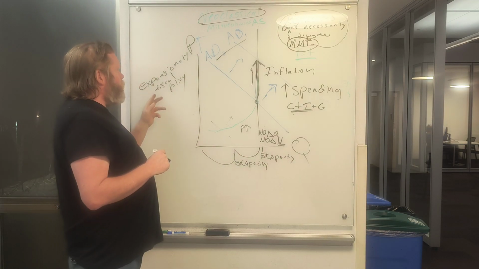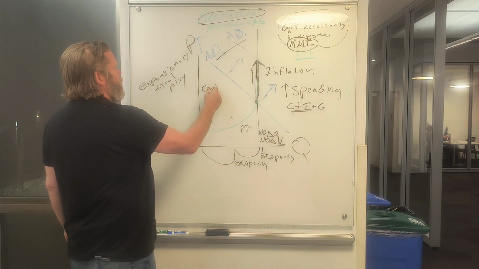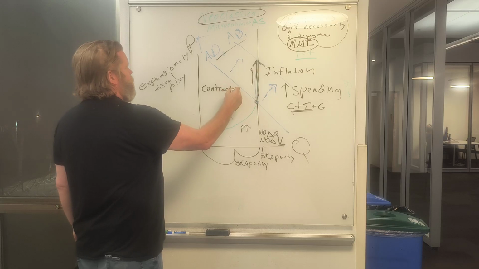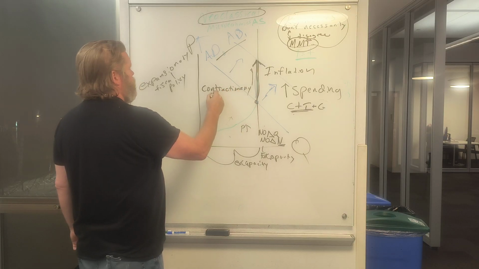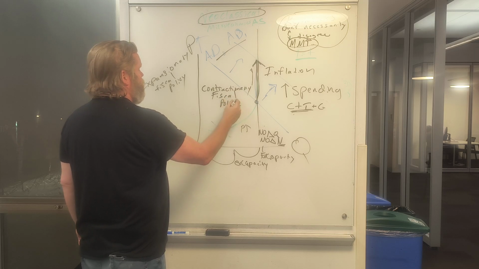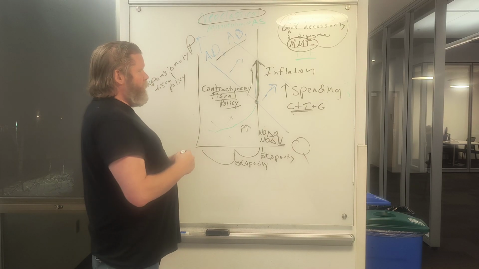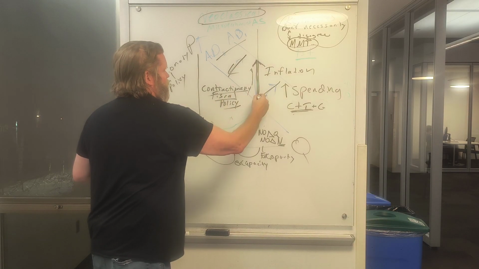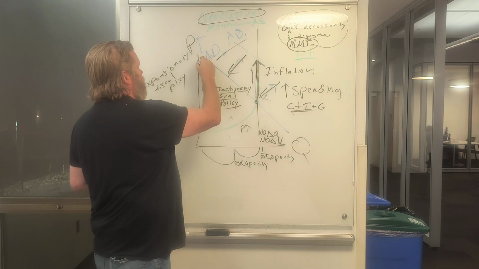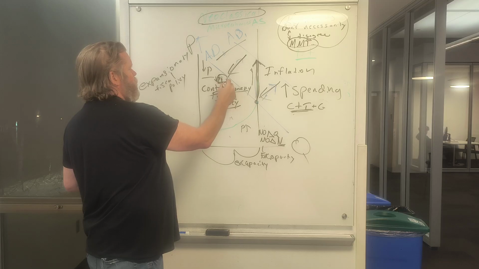But there's also something called contractionary fiscal policy. So we had expansionary fiscal policy, now we have contractionary fiscal policy, and that's trying to bring this back so that we can lower prices and lower inflation. This is my term for inflation, okay? PI.